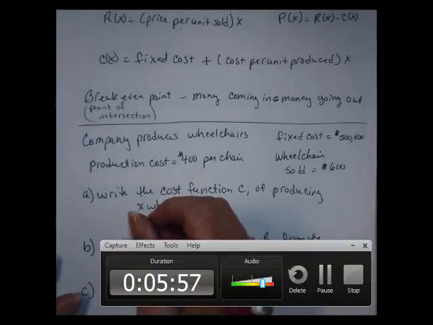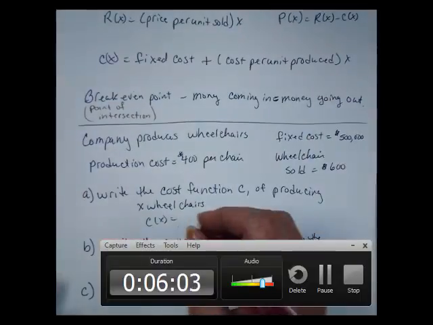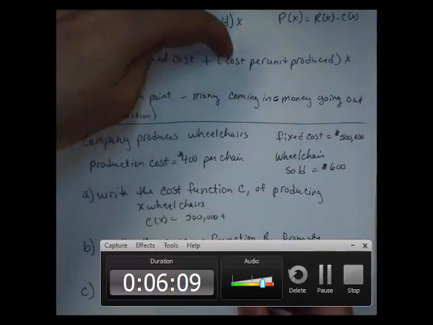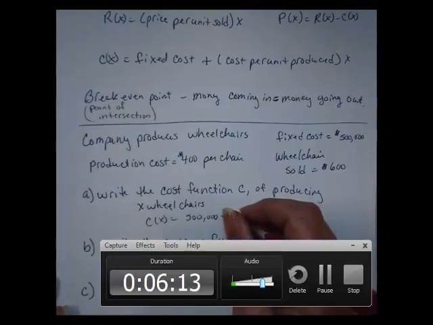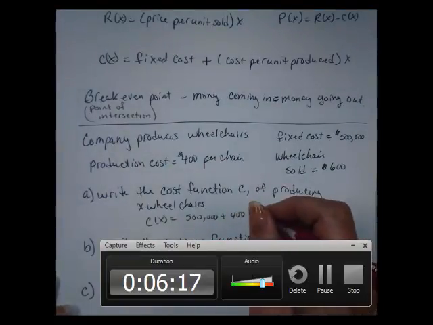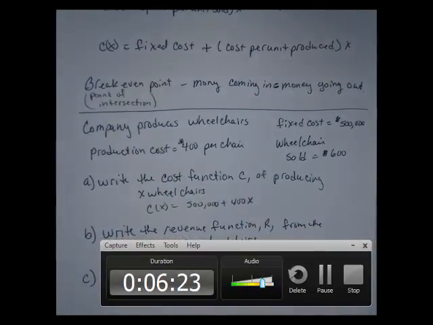So that means that C of X equals the fixed cost, and the fixed cost is $500,000 plus the cost per unit sold, which is $400. And how many are being sold is going to be X, so 400X, because that's telling us how many chairs we actually have sold.